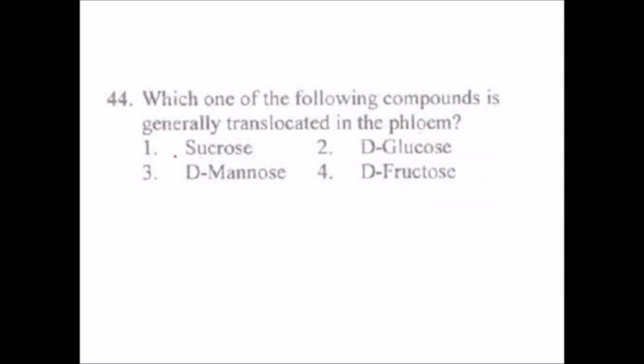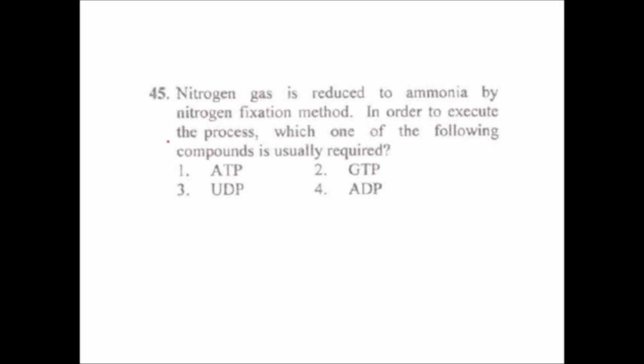Next question, which one of the following compounds is generally translocated in the phloem? It's definitely sucrose, which is synthesized during photosynthesis also. Nitrogen gas is reduced to ammonia by the nitrogen fixation method. In order to execute the process, which one of the compounds is usually required, and during that process ATP is required.